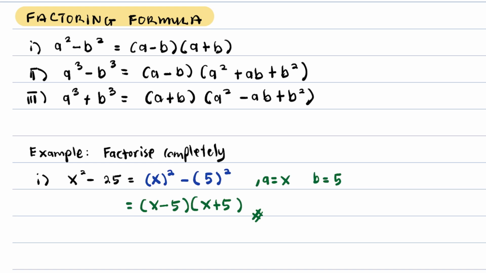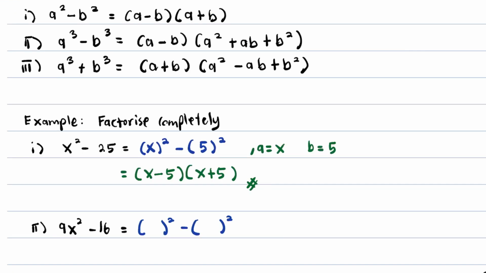Now let's say the question gives you something like this: 9x squared minus 16. How do you factorize completely? Again, identify what your a and b are. This is still using the first factoring formula. So try to make it into a bracket squared minus a bracket squared, so you can know what your a and b are.